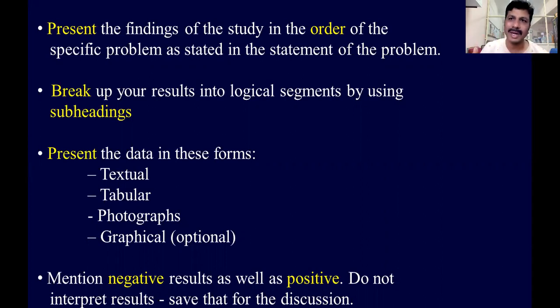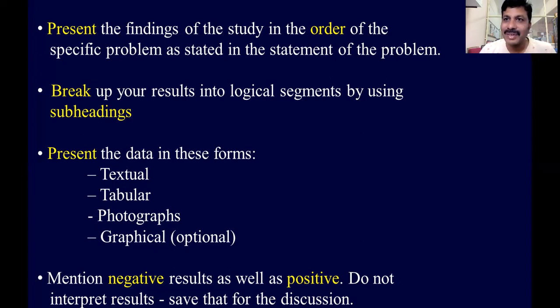So what are the results obtained? That has to be linked with the tables or figures. Break up your results into logical segments by using subheadings. Present the data in the form of text, tables, photographs, or graphs. Of course, each table or photograph will be explained in text. You need not give the same data in both table form and graphical form. Either one is enough. Mention the negative results as well, not just positive results.